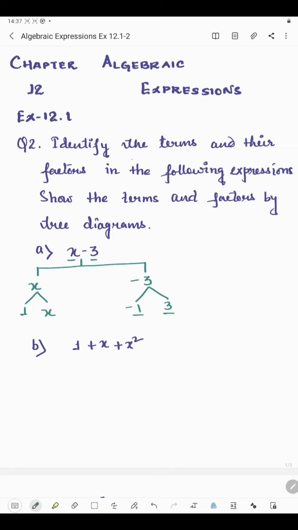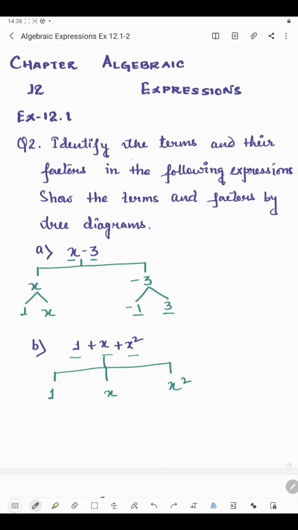Now coming to B part, in the B part we have 1 plus x plus x square. So here we have 1, 2, 3, 3 terms are there. So let us write the terms at first. So it will be 1, x and x square. So what will be the factors of 1? Factors of 1 is 1 only, right? So factor of x is x, because when you multiply by 1 we get this term.